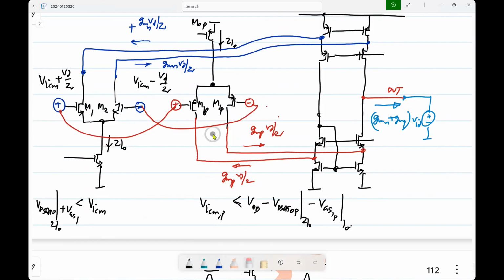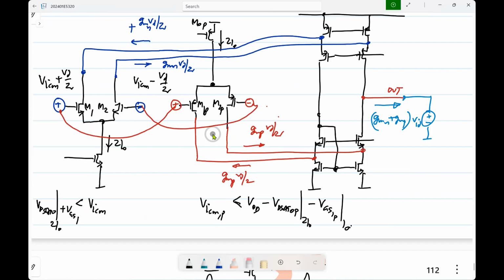Yeah. Correct. Both of them will be active. So what is the issue with that? Yeah. So now the GM is dependent on the input common mode voltage, right? It will be GMN only when the input common mode voltage is very high, GMP only when the input common mode voltage is very low, and GMP plus GMN when the input common mode is somewhere in the middle. Similarly, if you think of the small signal unity gain frequency, that will be different. It's a function of the input common mode voltage.